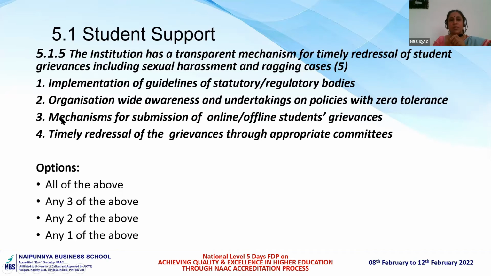The third one is a mechanism for submission of online and offline student grievances. What mechanism does your institution have for students to put in their grievances? You can have it on the website. A student grievance redressal cell is mandatory; it has to be there. You can have grievance boxes put up at some places in the institution. All those things you can mention in your SSR as well.